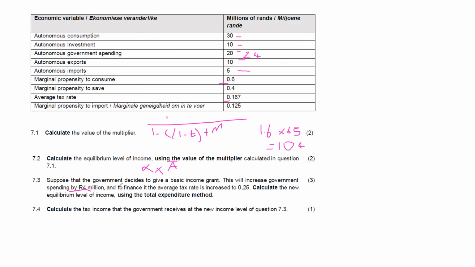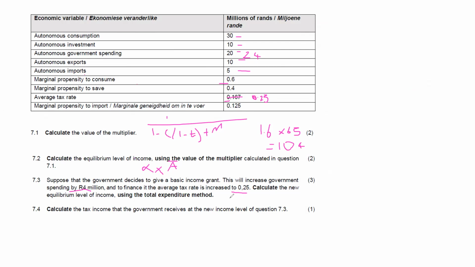Right. And to finance this, the average tax rate is going to increase to 0.25. So we're going to cancel this one. Oh, I'm sorry, not this one, this one. So now the average tax rate is no longer 0.167, but it's going to be 0.25. Okay, this 0 looks like a 6, but it's 0.25. And then calculate the new equilibrium level of income.